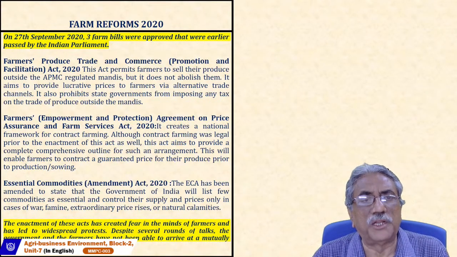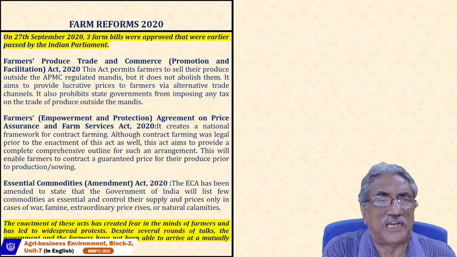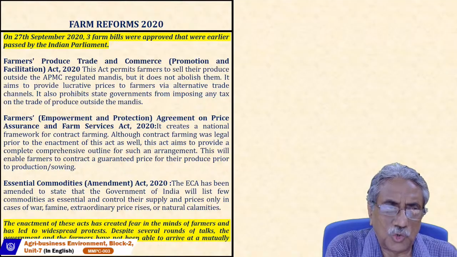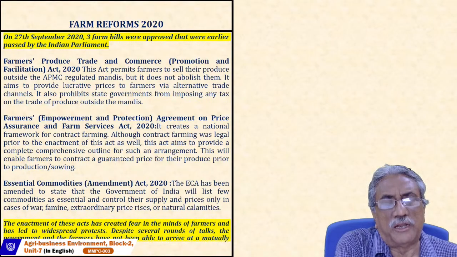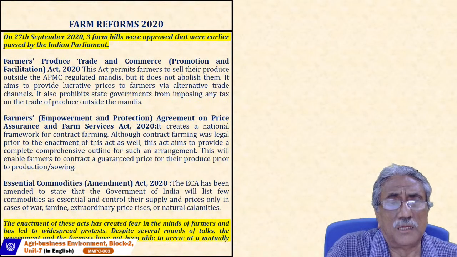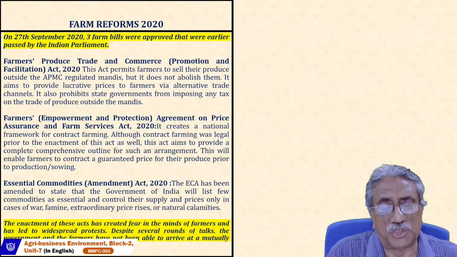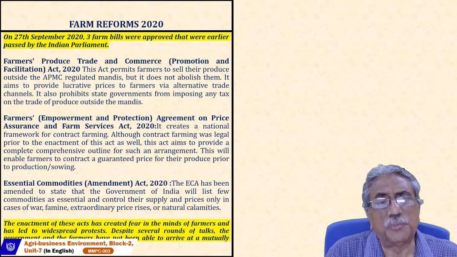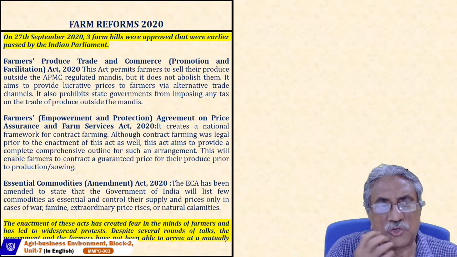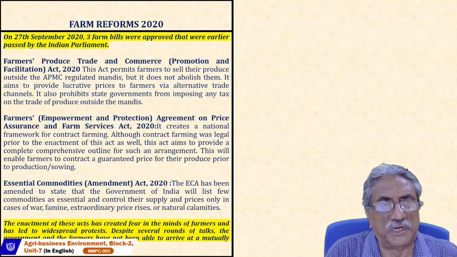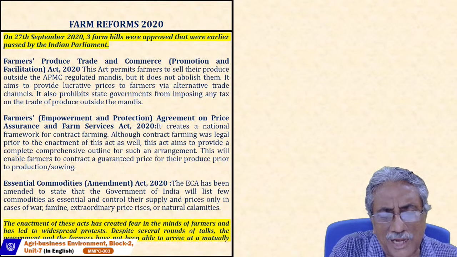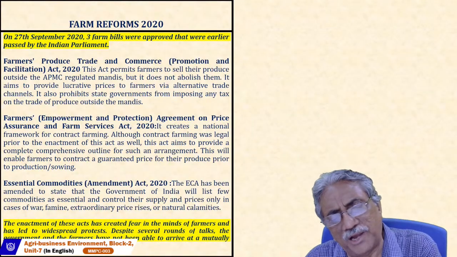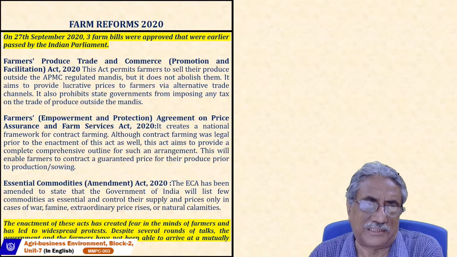It aims to provide lucrative price to farmers via alternative trade channels. So primarily it looks good. You sell it through the alternative channels. Maybe they will be giving you a higher price than the minimum support price I am giving or the state is giving. And it also prohibits state governments from imposing any tax on the trade of produce outside the mandis. So what this said, outside the mandi, if I trade, I don't have to pay tax. But if I trade in mandi, I have to give a mandi tax.